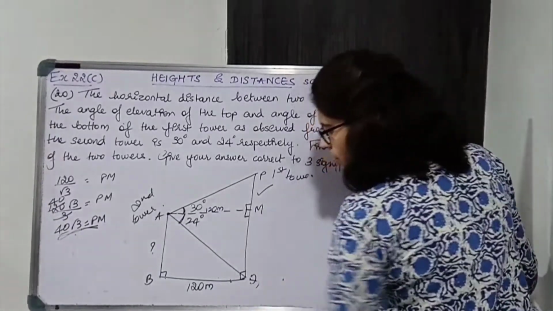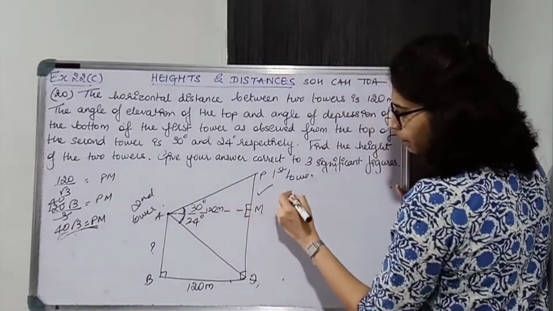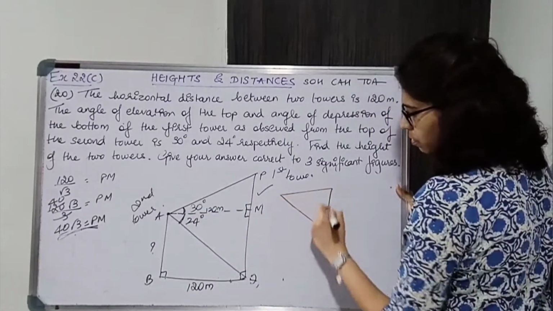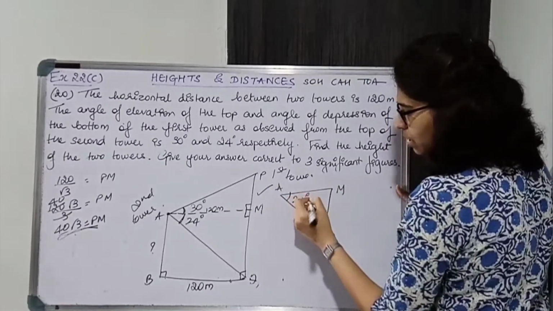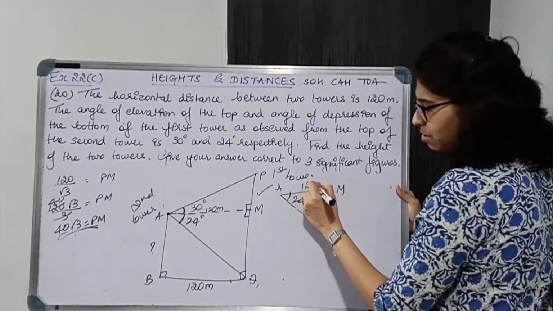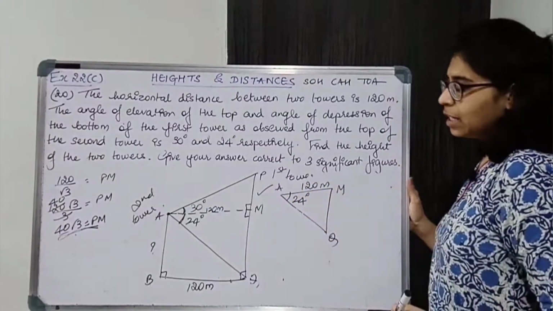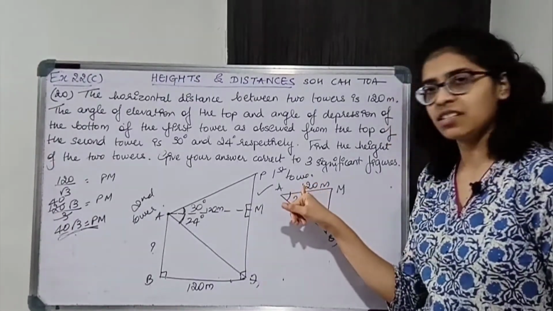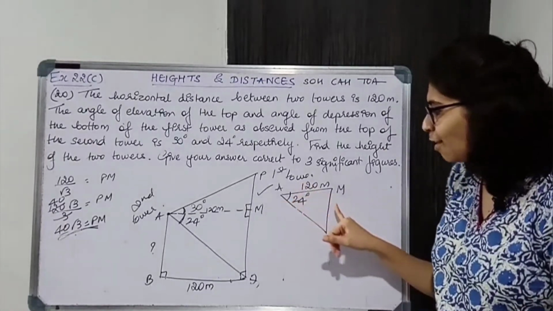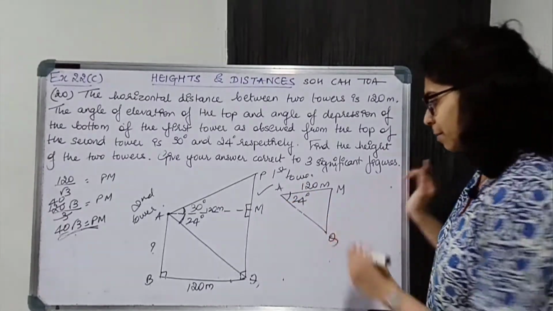So MQ के लिए we'll consider this triangle QMA. QMA, this is 24 degrees. AM is 120 meters. Now we know angle and its adjacent side. What we have to find? Opposite side. MQ find करना है.